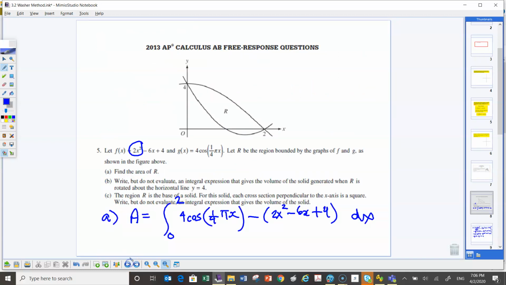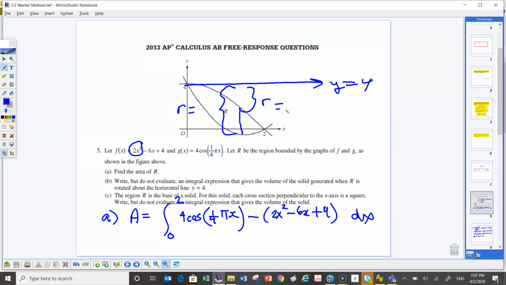Question B says it wants us to write but not evaluate an integral expression that gives the volume of the solid when region R is rotated about the line y equals 4. This one's a little bit new because y equals 4 is the line which is above our region, so we're rotating this region upwards. So in that case, this is going to become my outer radius, and this part is going to become the lower radius.